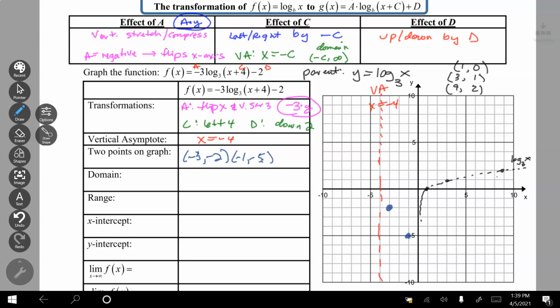And if I want to do a third point, I don't have to. I could draw the graph now, but I can multiply this by negative 3 by flipping it. Negative 2 times 3, negative 6. Left 4, 1, 2, 3, 4, 1, 2. And that point would be at (5, negative 8). And it's still going to be that curvy graph, but now it's flipped upside down. So now it looks like this.